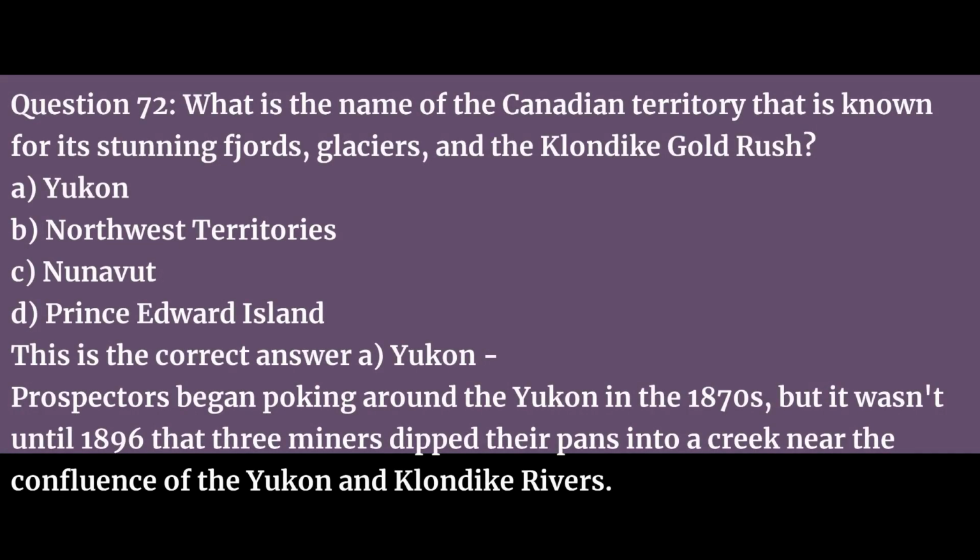Question 72. What is the name of the Canadian territory that is known for its stunning fjords, glaciers, and the Klondike Gold Rush? A. Yukon. B. Northwest Territories. C. Nunavut. D. Prince Edward Island. This is the correct answer: A. Yukon. Prospectors began poking around the Yukon in the 1870s, but it wasn't until 1896 that 3 miners dipped their pans into a creek near the confluence of the Yukon and Klondike rivers.